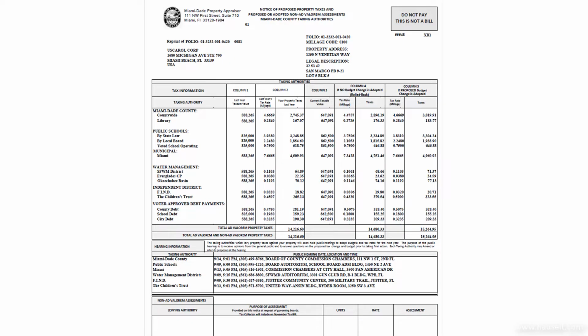And oftentimes the unapproved one is lower, and they always try to go for a little bit higher for the approved budget. So you can see what it might be for the coming year as well, which is very important if you're a prospective buyer, because perhaps the taxes were a bit lower in prior years.